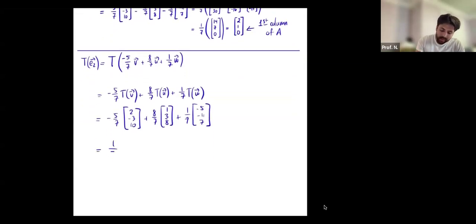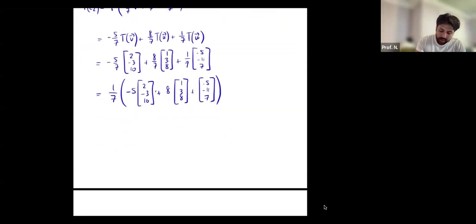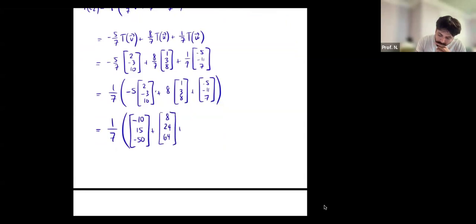I think this is going to work out for me as well, the 1/7 part. So this becomes negative 5 times (2, negative 3, 10) plus 8 times (1, 3, 8) plus (negative 5, negative 11, 7). It just becomes computation at this point. You get 1/7 of, and what is this? (Negative 10, 15, negative 50) plus (8, 24, 64) plus (negative 5, negative 11, 7).